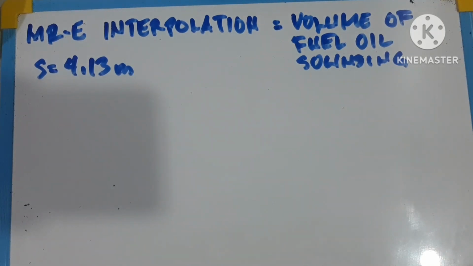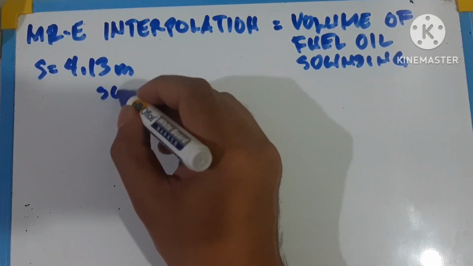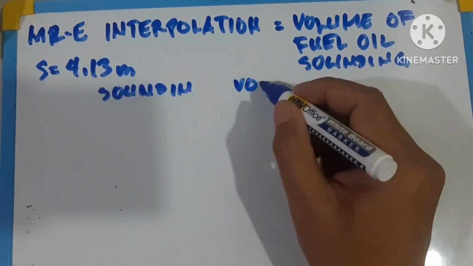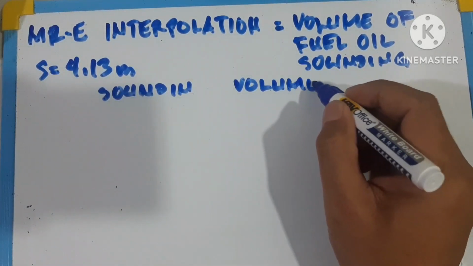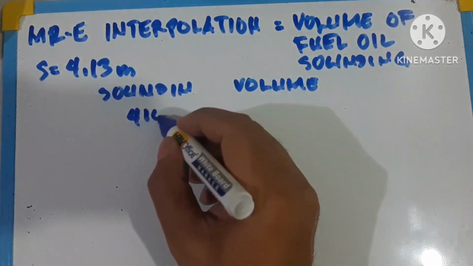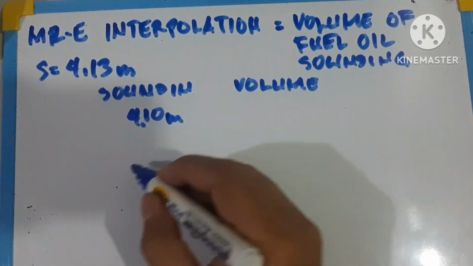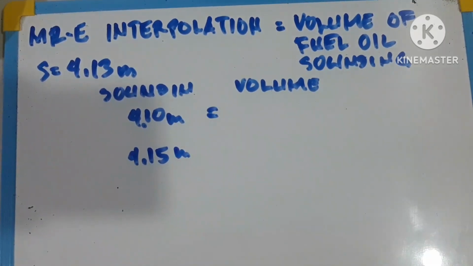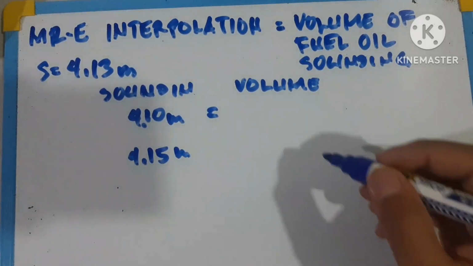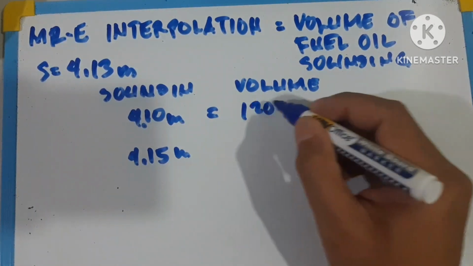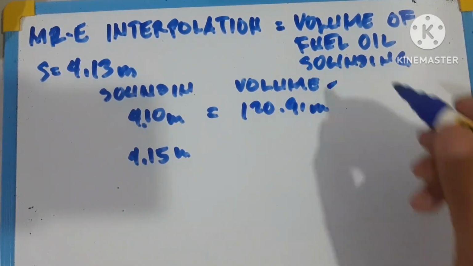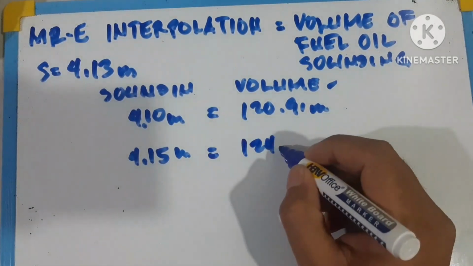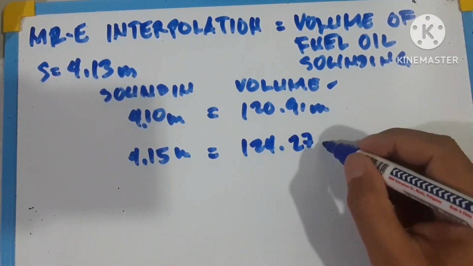So using the sounding table, we will have the sounding and then the volume. Let's say 4.10 meters and then 4.15 meters. The value of 4.10 meters, for example, is 120.91 cubic meters, since this is volume, and then the value of 4.15 is 124.27 cubic meters.